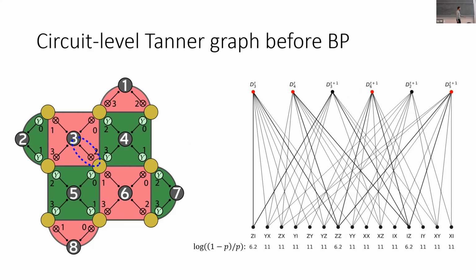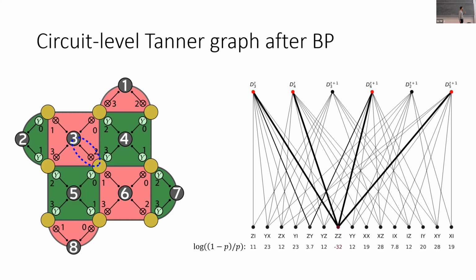So this is before BP, and you can see the priors at the bottom there, the log likelihood ratios. And you can see that the Z-type errors occur with high probability, so a lower log likelihood ratio, because we're using a biased noise model. Now, after you run BP with this syndrome at the top, shown in red, you can see that the posteriors output by BP correctly identify the ZZ error at the bottom, and it has a very negative, large log likelihood ratio, showing us close to unit probability of having occurred.